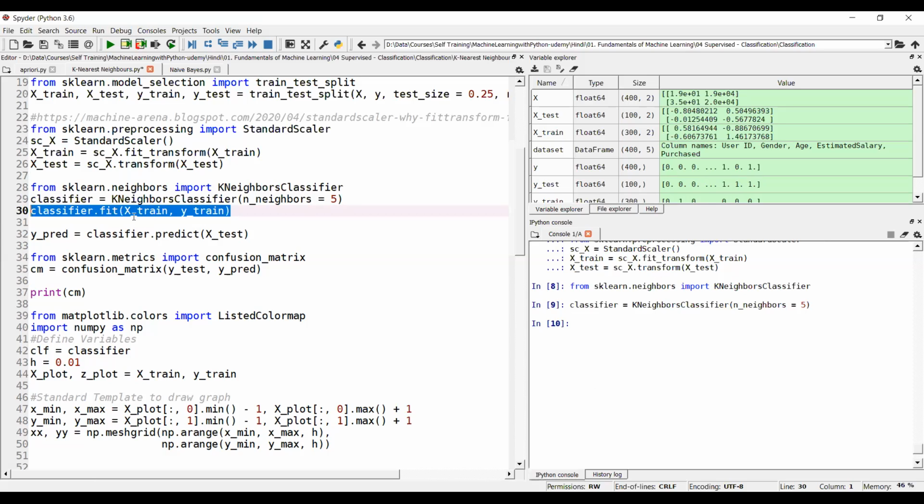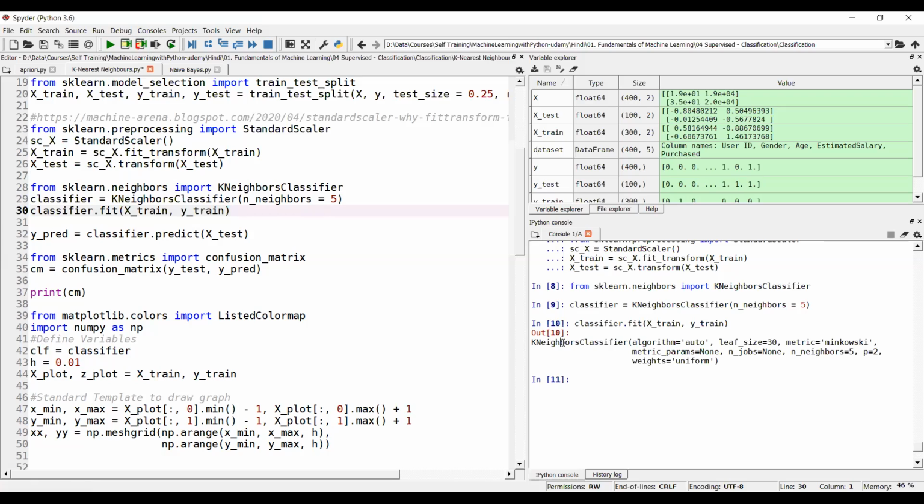Fit means you are putting your data into the algorithm. It runs successfully. Now we will predict. We predicted it as well.